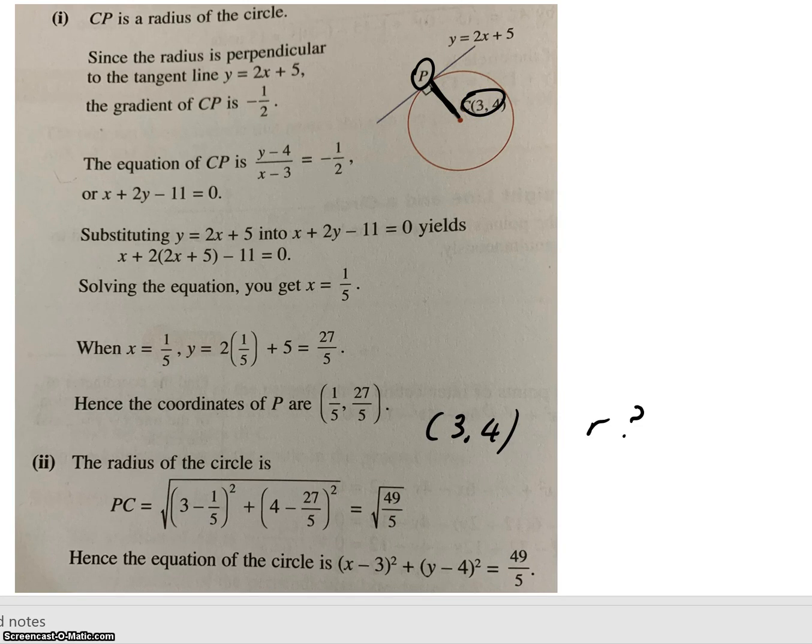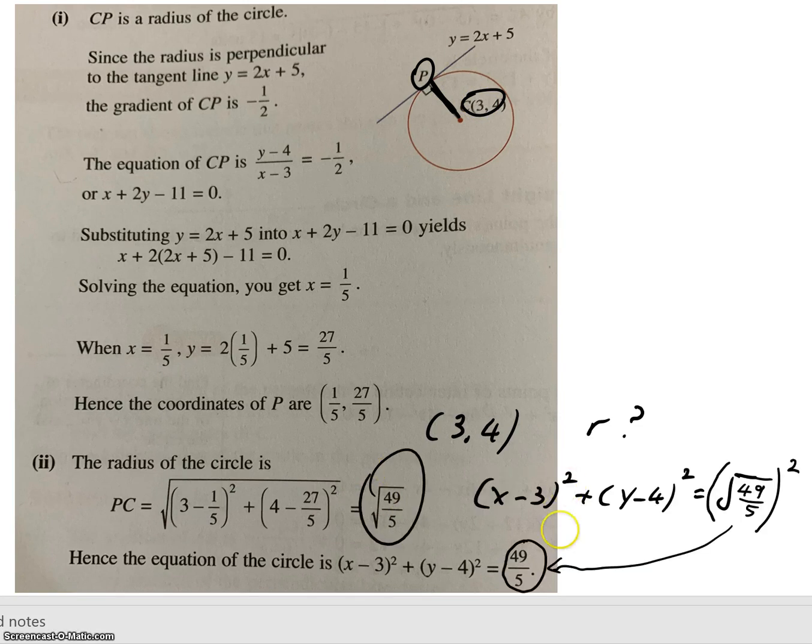Once I get the radius, the answer is this one, and hence the whole formula will be a bracket squared plus bracket squared, and the 3 and 4 come from here, and then we have the radius. The radius is the one with the square root, and the square root of the whole thing squared. Of course, if you simplify this, you get 49/5, and that's the answer to the question.